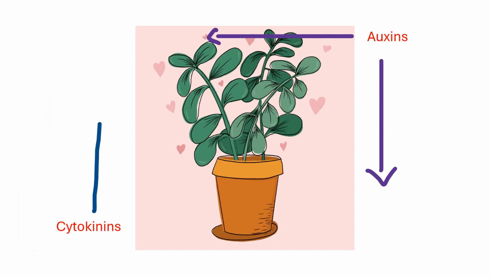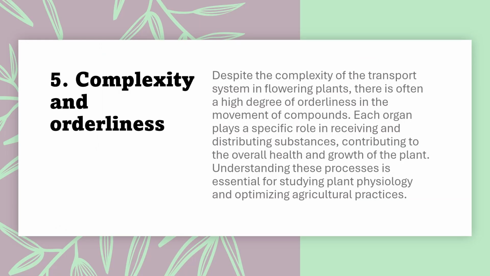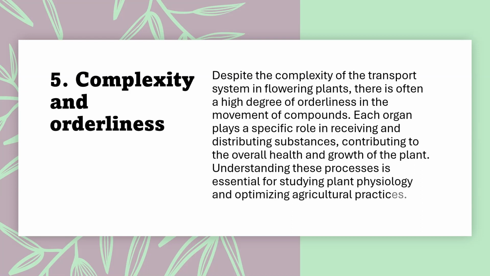Number 5. Complexity and orderliness. Despite the complexity of the transport system in flowering plants, there is often a high degree of orderliness in the movement of compounds. Each organ plays a specific role in receiving and distributing substances, contributing to the overall health and growth of the plant. Understanding these processes is essential for studying plant physiology and optimizing agricultural practices.